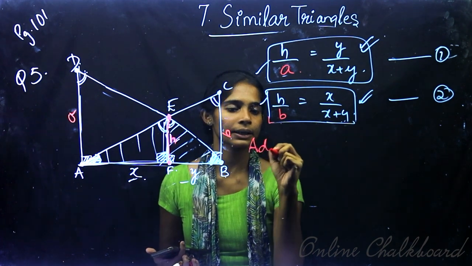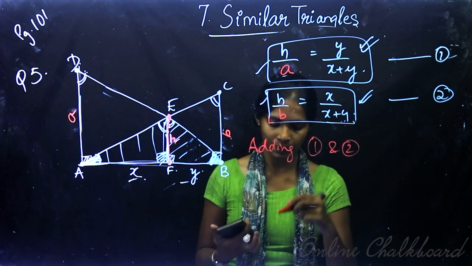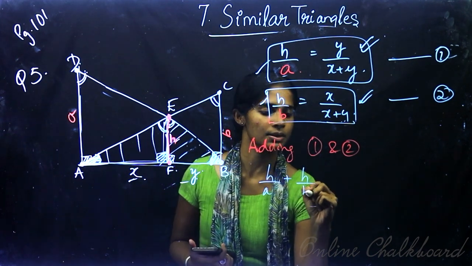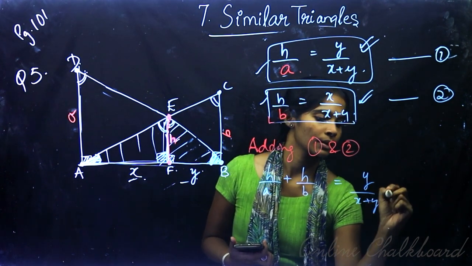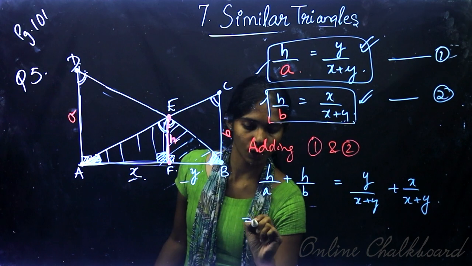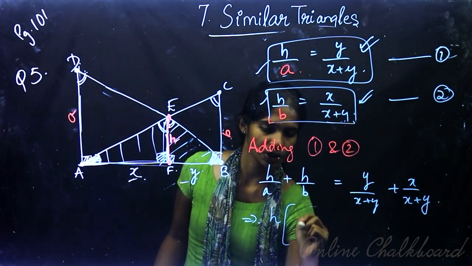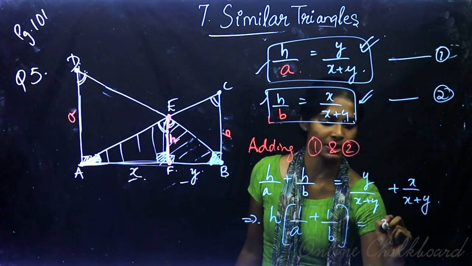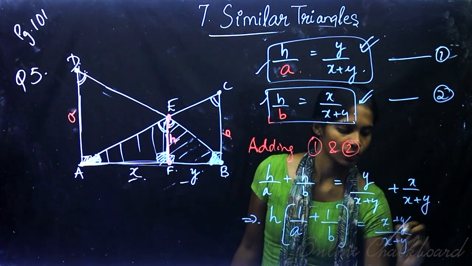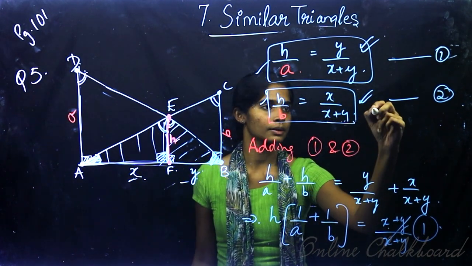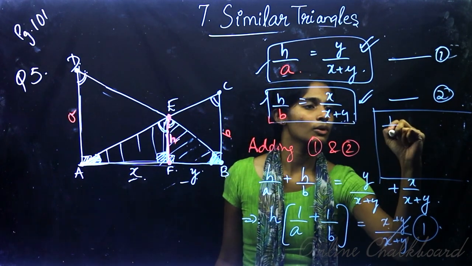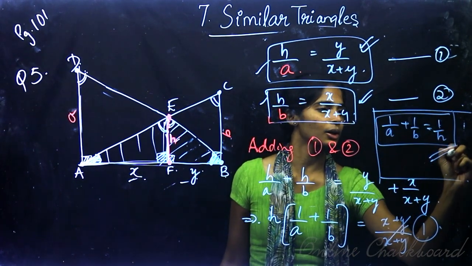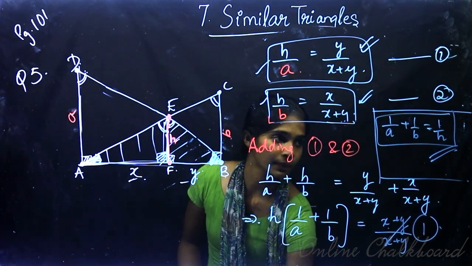If we add both the equations, adding equation 1 and 2, what do we get? We get h by a plus h by b is equal to y by x plus y plus x by x plus y. Solving, we can write this as h into 1 by a plus 1 by b is equal to x plus y divided by x plus y, which is equal to 1. So we can rewrite it: 1 by a plus 1 by b is equal to 1 by h. Okay, this is our required relation, that is 1 by a plus 1 by b is equal to 1 by h.